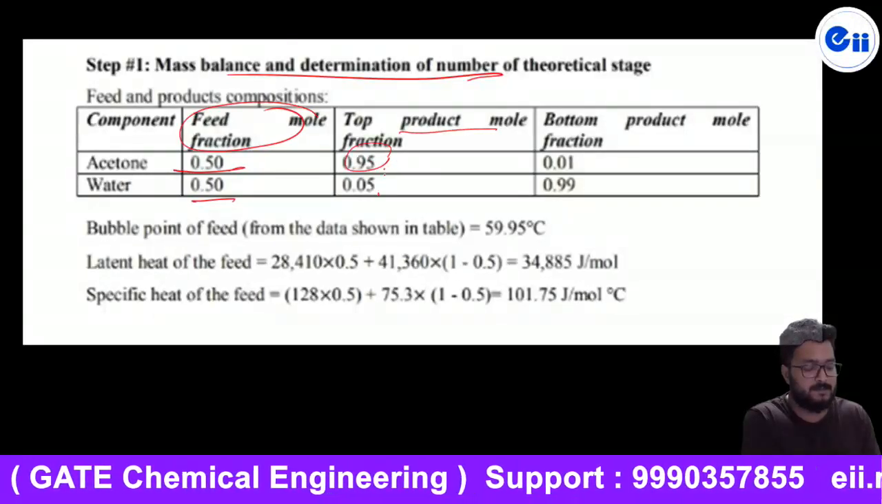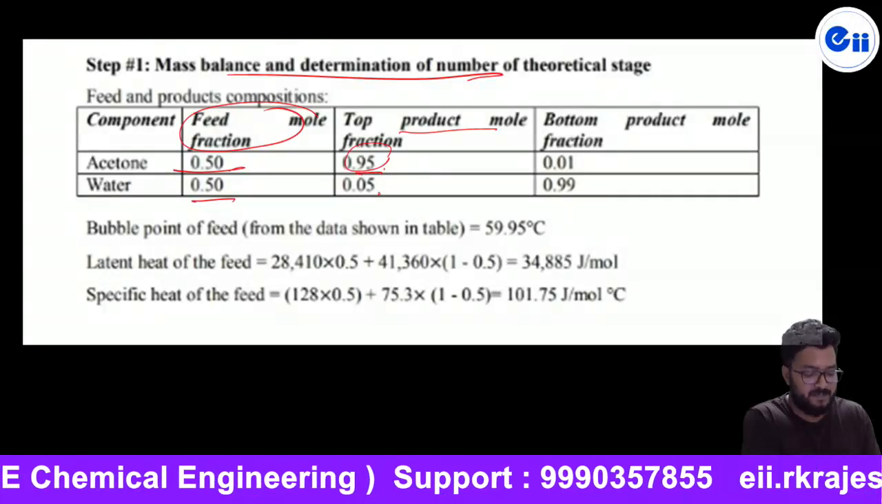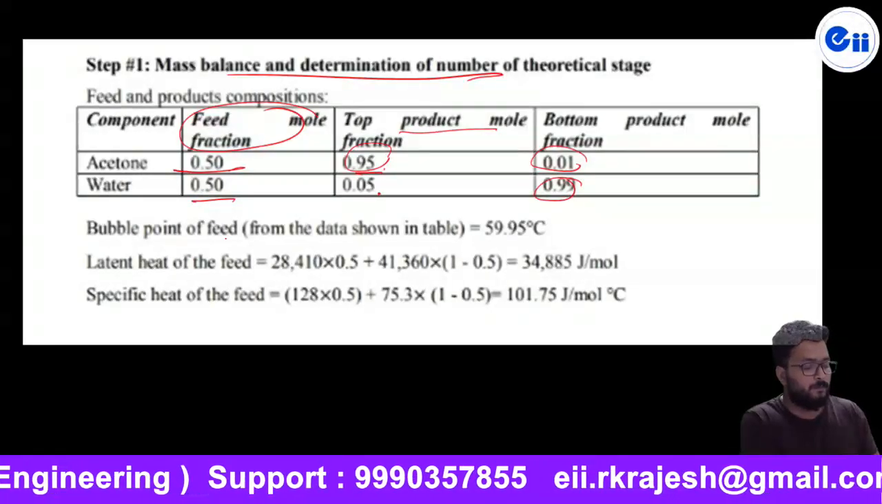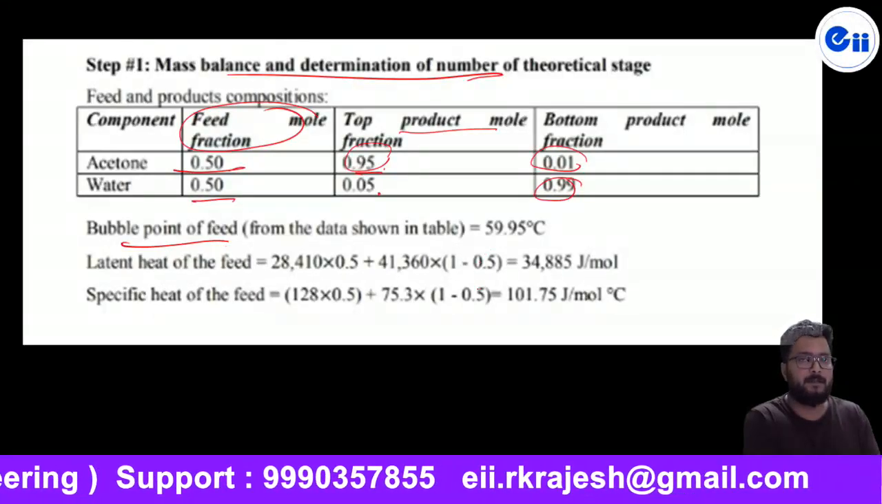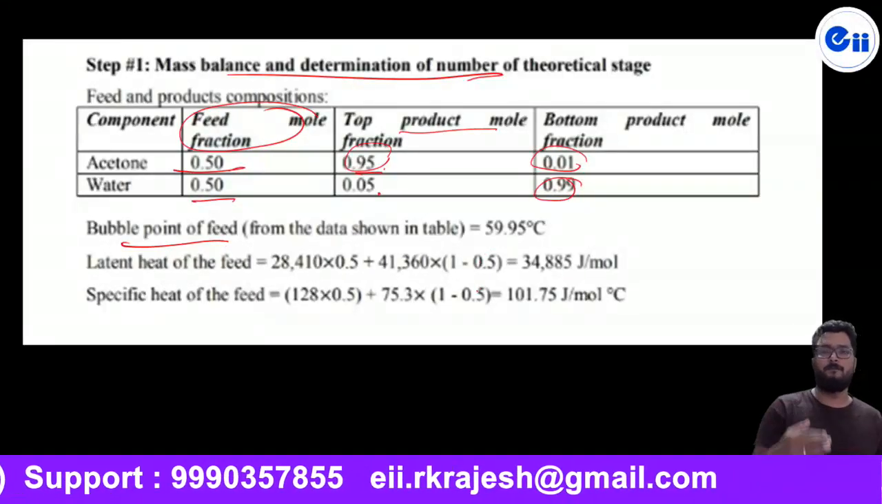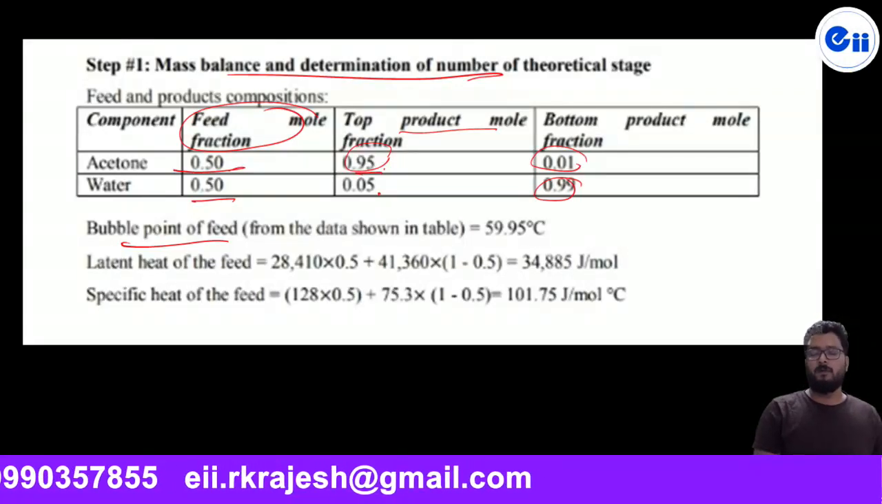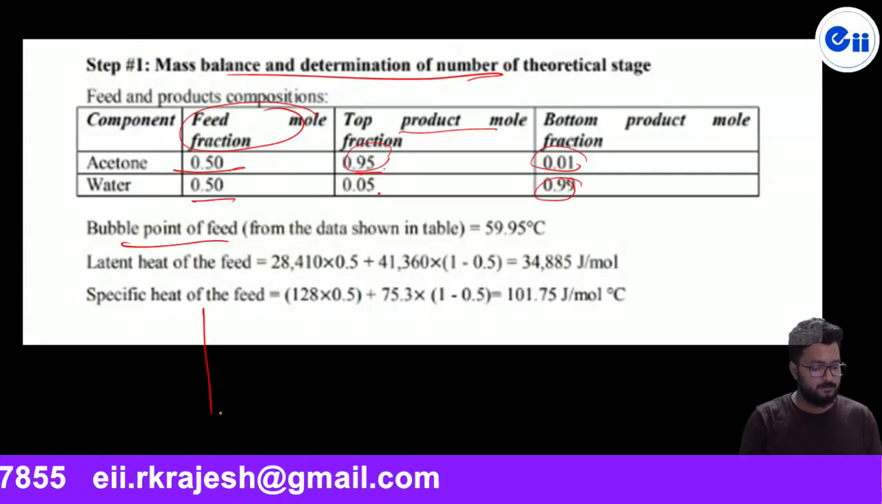So as feed is concerned, feed is 0.5 acetone, 0.5 water, and top product composition is XD, and it is 1 minus XD; for the bottom, XW and 1 minus XW. And the bubble point जो दिया हुआ है, that we can calculate. Bubble point is the temperature at which the first vapor is going to form, and it is very simple कि if you want to go for a bubble point, we should know this concept.